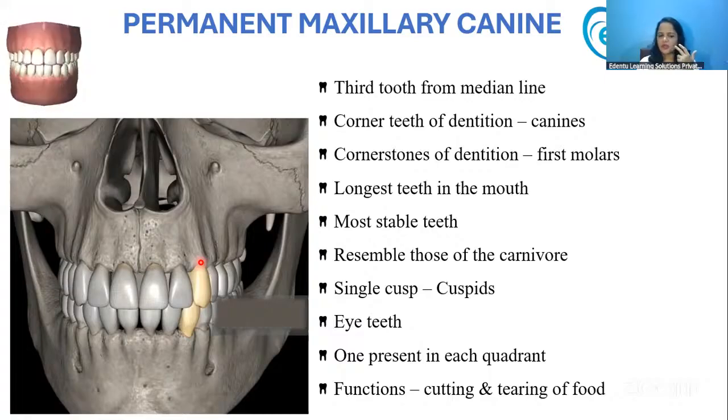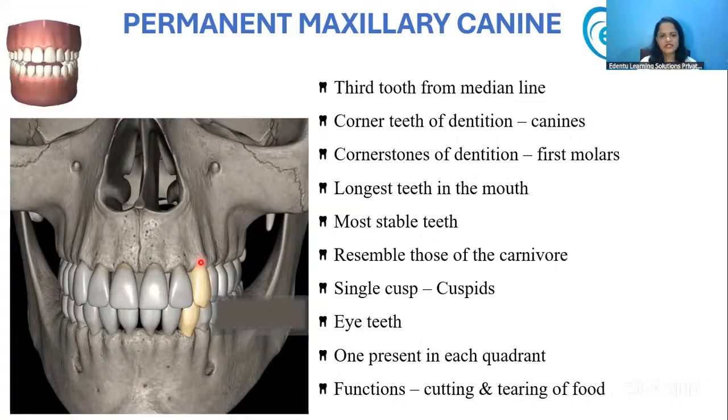If you look at the carnivores, definitely the canine will be much sharper. But in ours, it is not as sharp. But yes, the cusp is really pointed. It is a single cusp tooth, so it's also called cuspid, and it is also called eye tooth. Why eye tooth? Because the canines are usually located just below the eye. So that's why they are also called eye teeth.